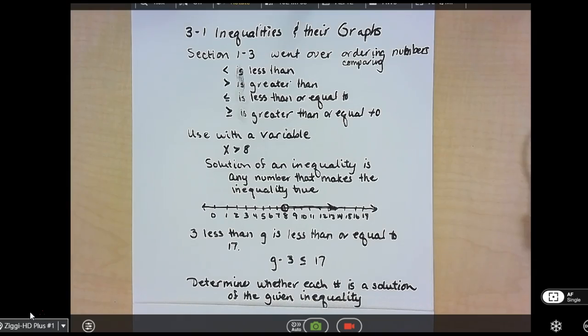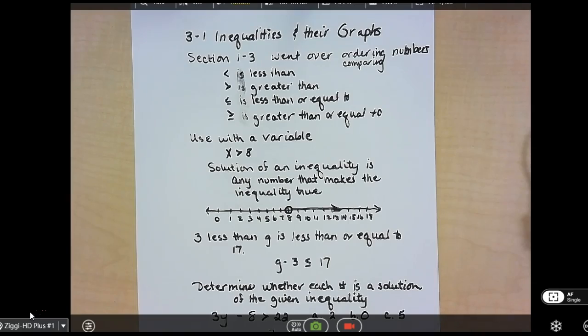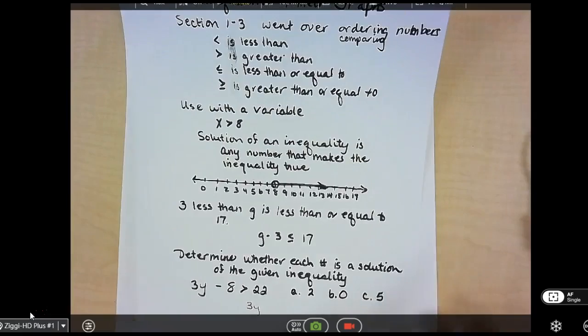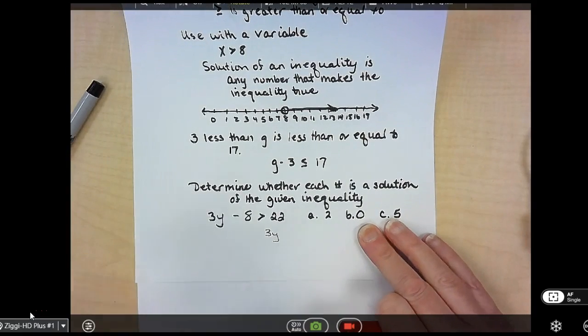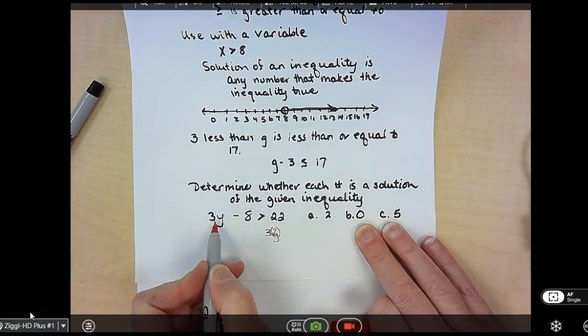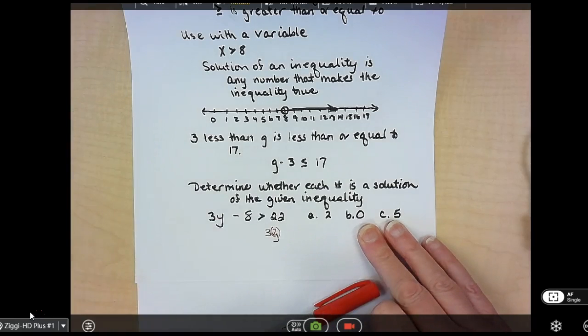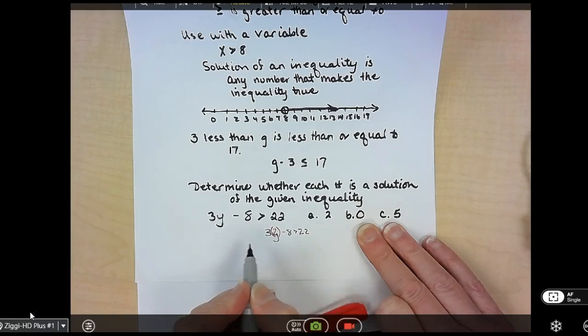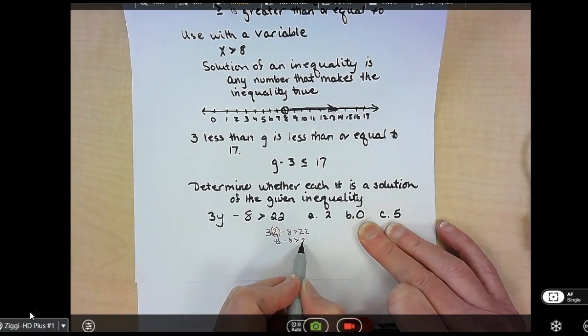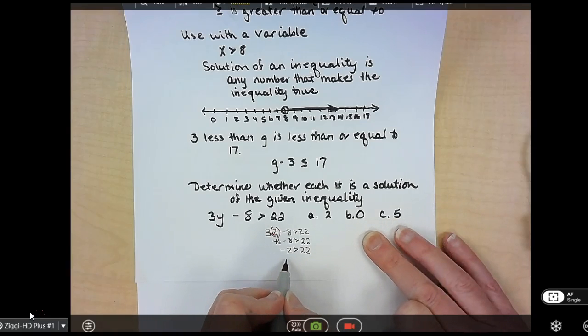Determine whether each number is a solution of the given inequality. So on this one, they give us the equation 3y minus 8 is greater than 22. And we have to substitute 2 in. So if we put 2 in, we go 3 times y, and that y is going to be replaced with 2. 3y means 3 times y, and then we're going to be subtracting our 8 greater than 22. So 6 minus 8 is greater than 22. 6 minus 8 is negative 2 is greater than 22. Is that true? No. So this is not a solution.